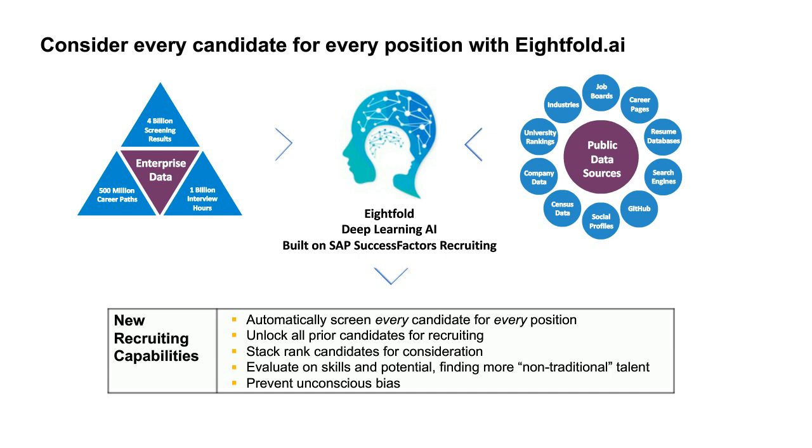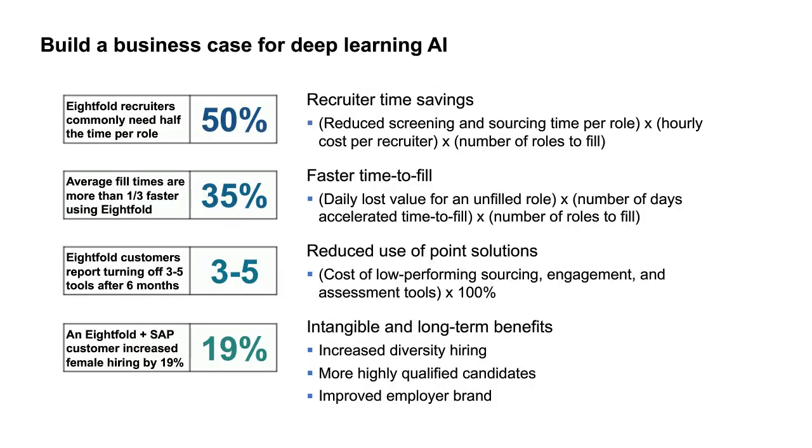Now, before moving on to the demonstration, because I know you'd like to see it, I'd like to help you understand very briefly how you can calculate the value of what this type of technology can provide for your business. So here is a very quick one-slide business case for this type of deep learning artificial intelligence. First of all, one major benefit is recruiter time savings from the automatic screening and sourcing process.